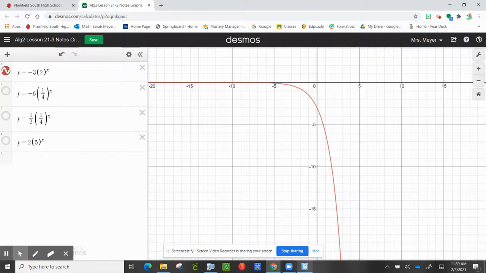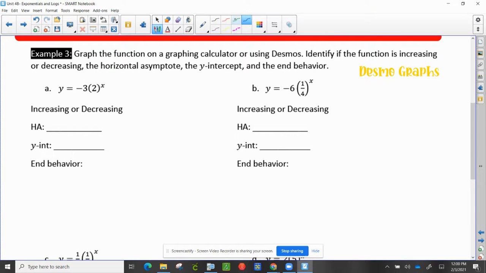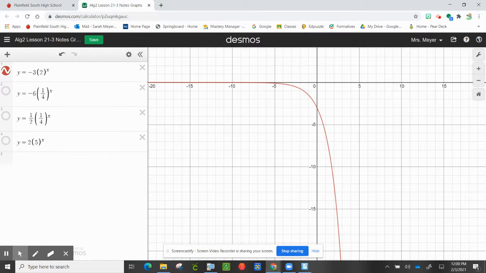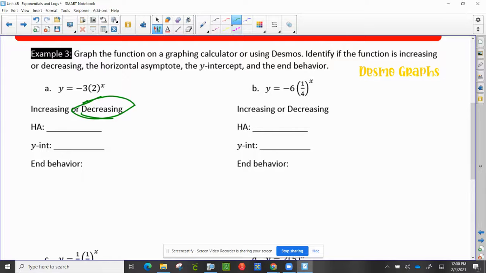But this graph would definitely be decreasing. It's going down if I look at the graph from left to right. That is decreasing. Where is our asymptote? So looking back at the graph, where does it start to level off at? Which y value? Well, we can kind of see it's starting to level off. Not perfect, but about there. Now that's at the y value of 0. So that means our asymptote here would have to be at y equals 0.